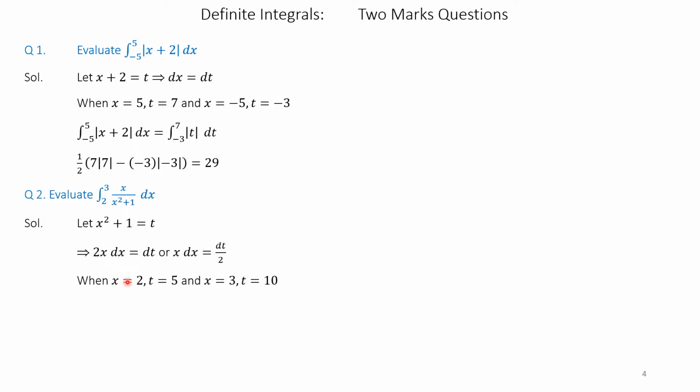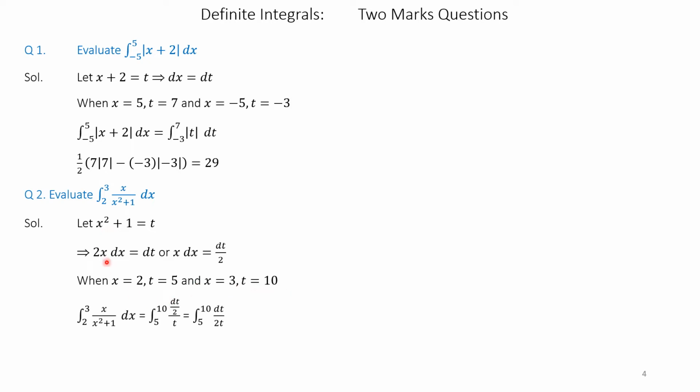Therefore, now we have to calculate the limits. When x is equal to 2, that is the lower limit, t is equal to 2 into 2, 4 plus 1, t is equal to 5. And when x is equal to 3, that is the upper limit, t is equal to 3 into 3, 9 plus 1 is 10. So t is equal to 10. So when x is equal to 2, t equals 5, and when x is equal to 3, t is 10.